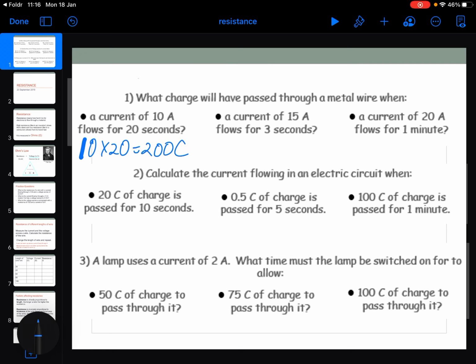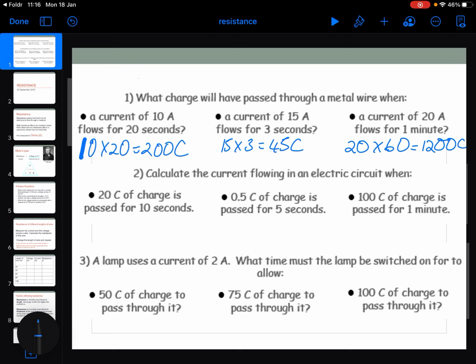Number 2, current 15 amps flows for 3 seconds, so 15 times 3 equals 45 coulombs. Current of 20 amps flows for 1 minute, that's 20 times 60. Remember that 1 minute needs to be turned into 60 seconds, so that's 1,200 coulombs.